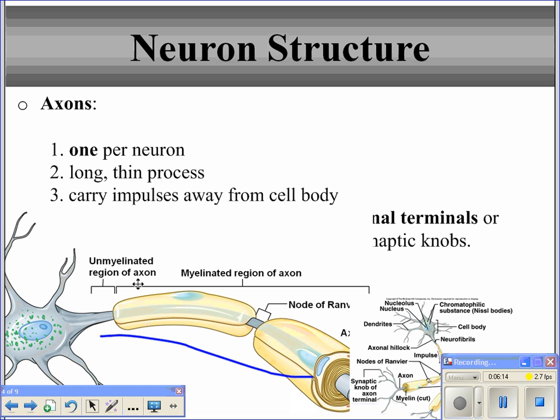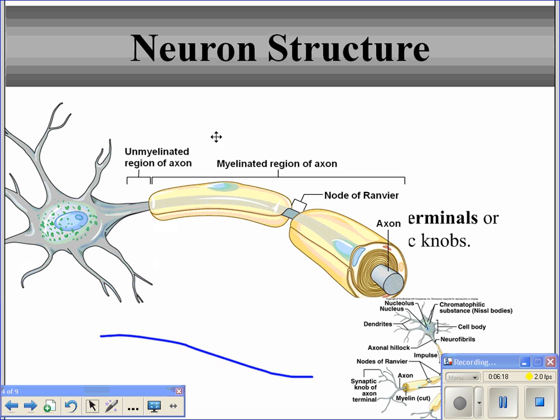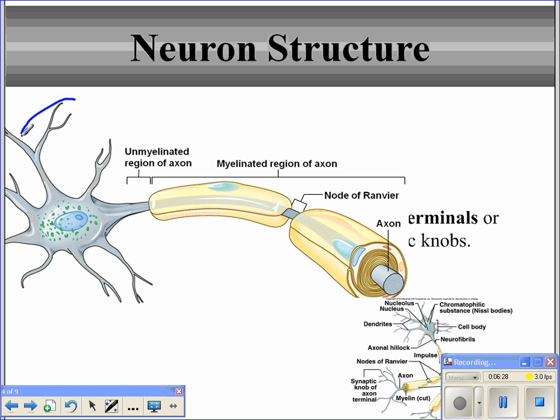I'll move this up a little bit so we can see it a little bit better. Okay, so here's our cell body right in here. So there's the cell body, or the soma. Here again are our dendrites. And then this is all the axon leaving, carrying information away from the cell body.